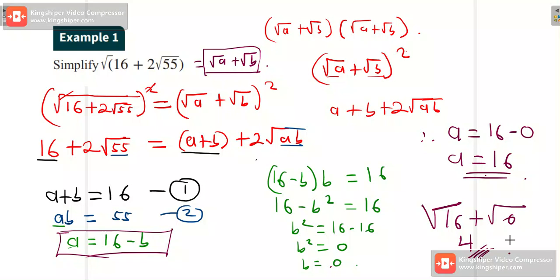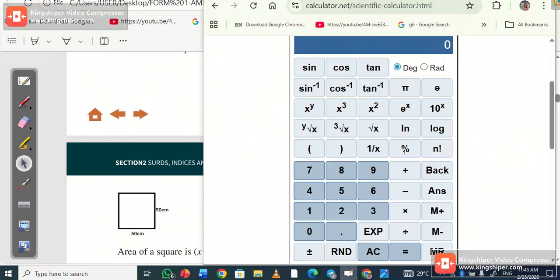So pick your calculator and find square root of 16 plus 2 root of 55. So I'm going to take my square root.